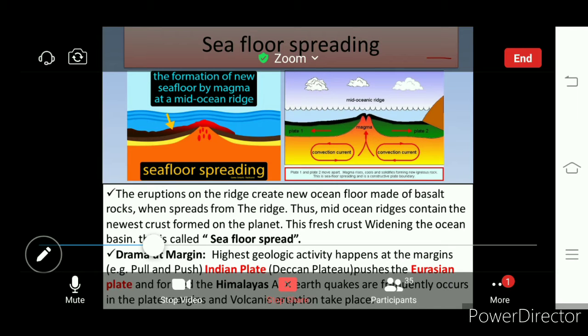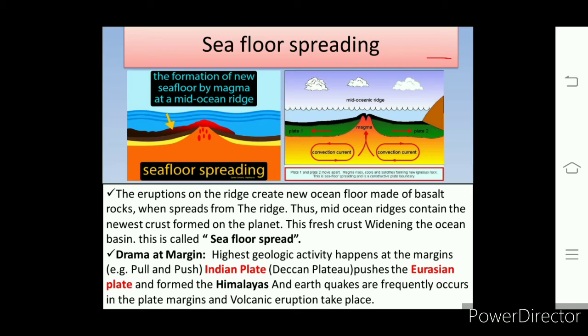There are 7 major plates. The next is sea floor spreading. What is sea floor spreading? We know that when the plates push constantly one against another, molten material from the mantle erupts out and becomes cool, spreading the crust, and that is called sea floor spreading. It means the formation of a new sea floor.